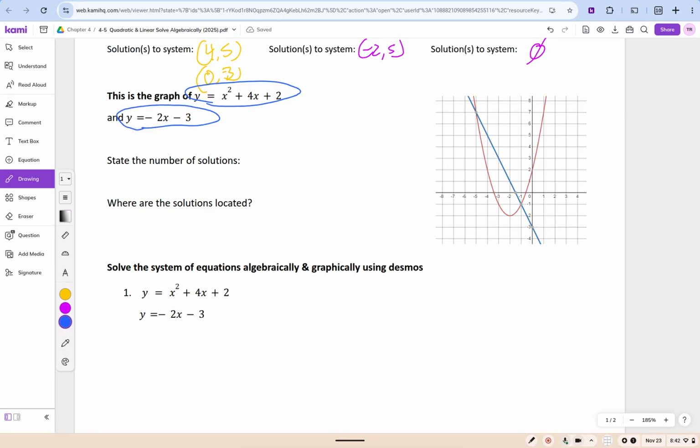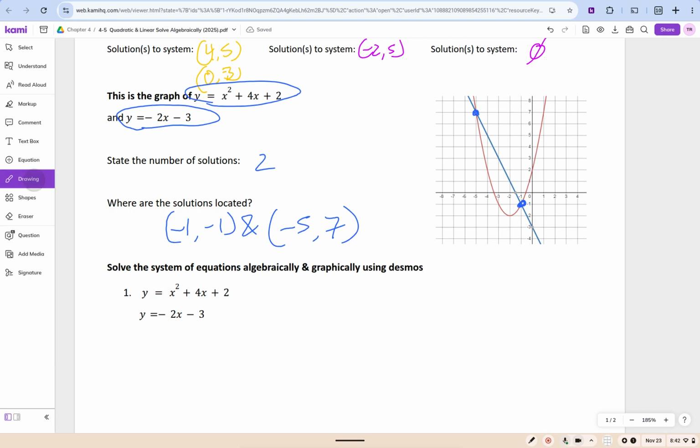So I've got this and this. How many times does it cross? Looks like it's crossing twice. And I can see those right here and right here. And those are -1, -1 for the lower one, and -5, and up it looks like 7. Okay. And so how do we do that without a graph?